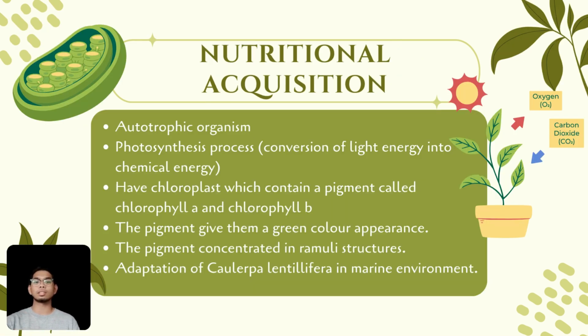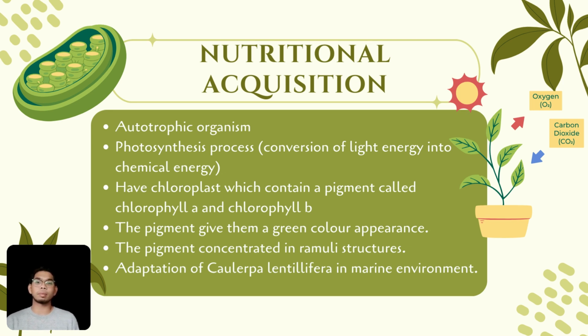Caulerpa lentillifera is autotrophic, which means it produces its own food. This nutritional method involves the conversion of light energy into chemical energy. Photosynthesis in this alga involves the use of chloroplasts containing chlorophyll pigments.